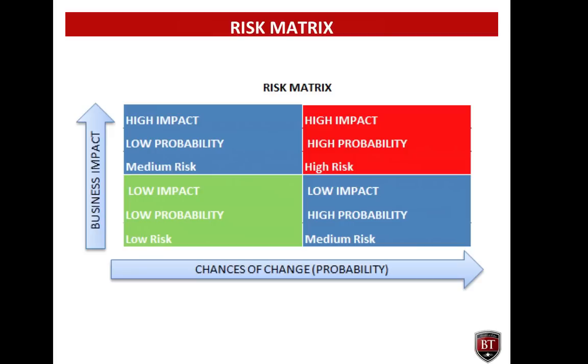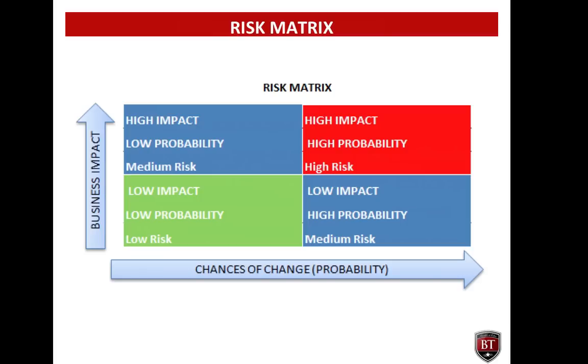Let's see the matrix in detail. The horizontal arrow represents the chances of change. So what is the probability that the change will occur? The longer, the higher the chances are. The vertical arrow on the left indicates the business impact. The higher it is, the greater the risk is.